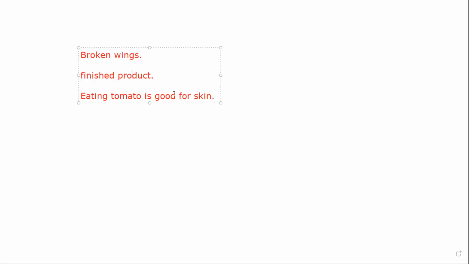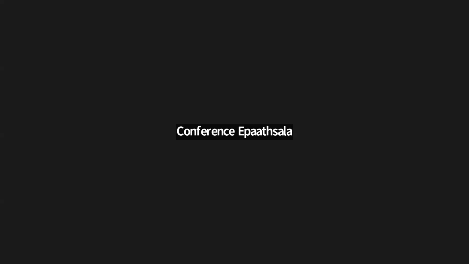Okay, now eating tomato is good for skin. So eating, ing, eating is also the subject. So it is gerund. So first two are participle and last one is gerund. Now I think you understood. Now I'll show you some materials, just a second. This is the basic concept. If you understand the basic concept, you will understand.